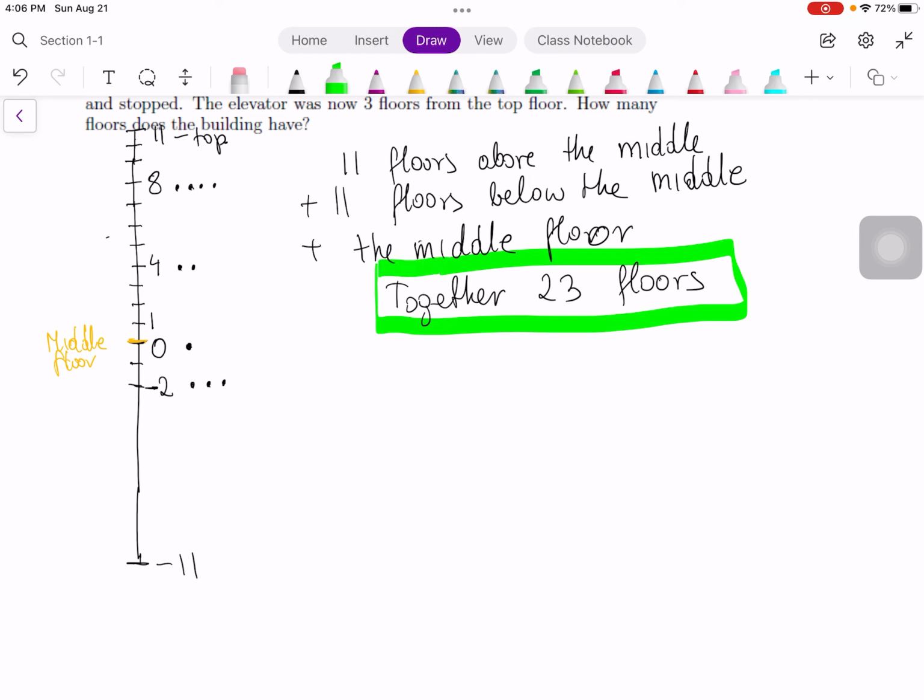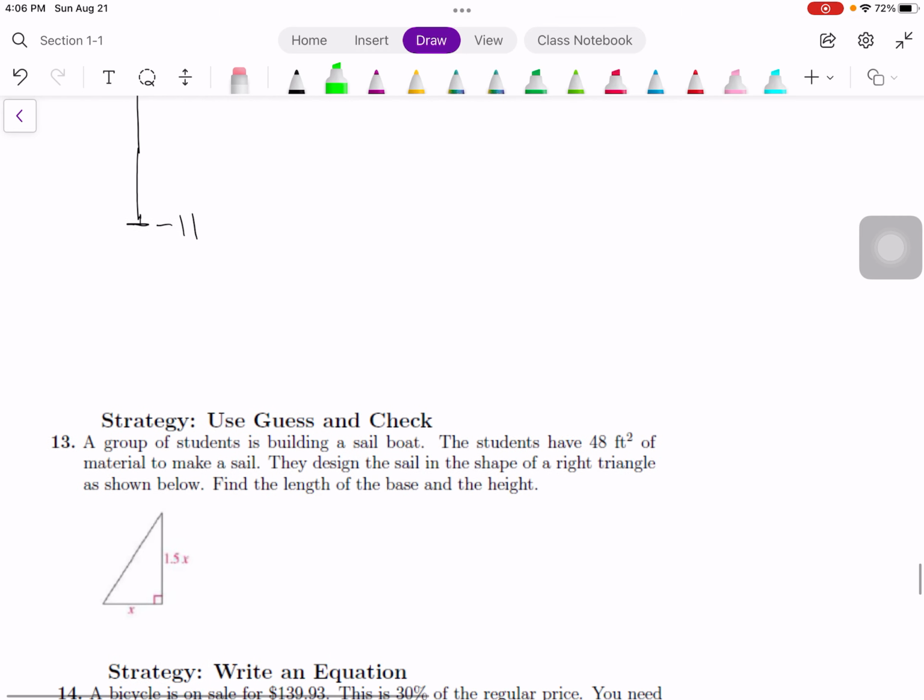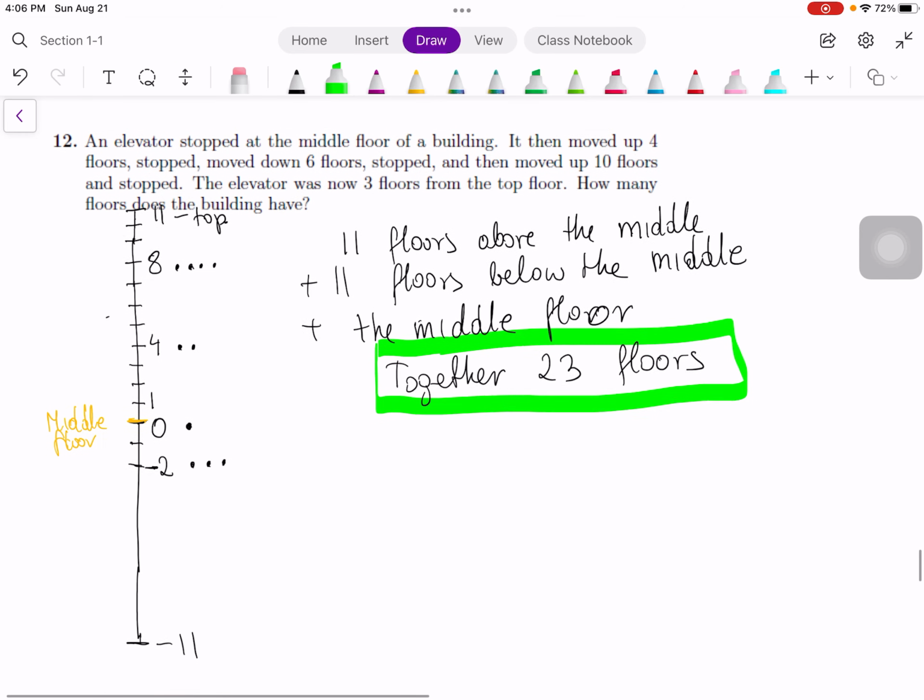Okay. So there it is. The diagram helped a lot. Without the diagram, that might be complicated. With the diagram, it's not too bad.